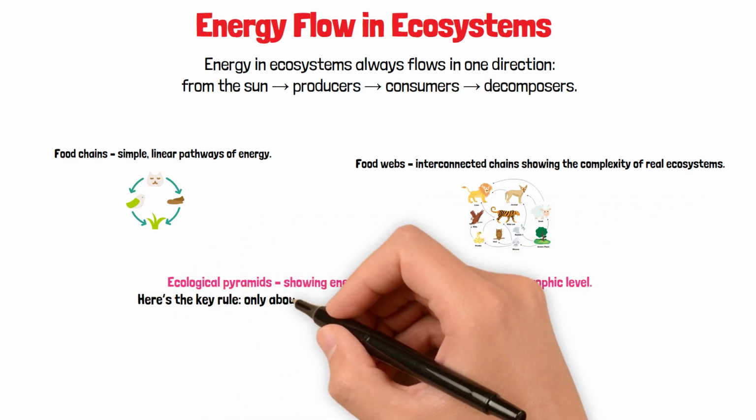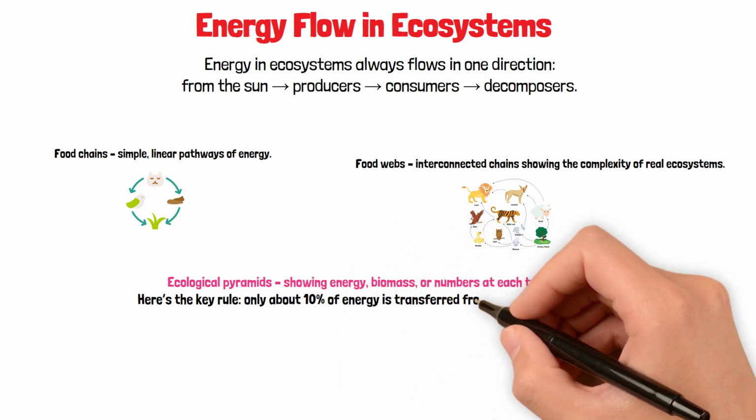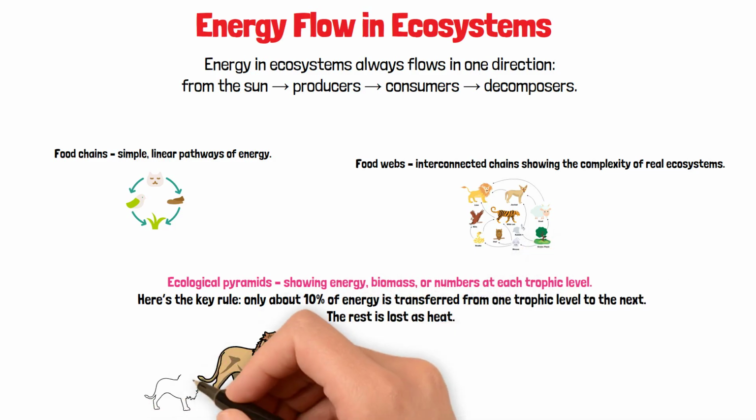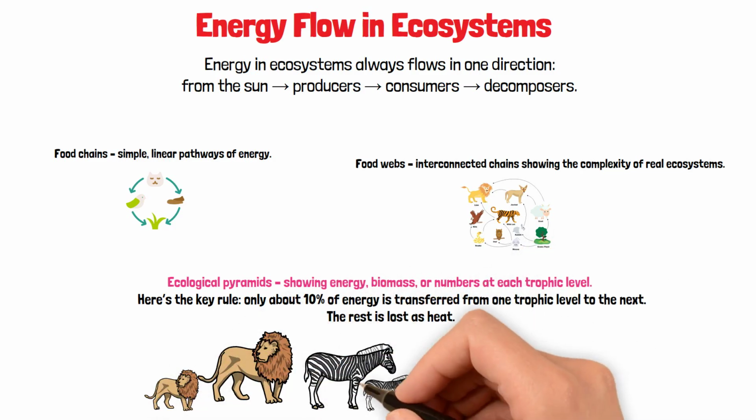Here's the key rule. Only about 10% of energy is transferred from one trophic level to the next. The rest is lost as heat. That's why there are fewer lions than zebra and fewer zebras than blades of grass.